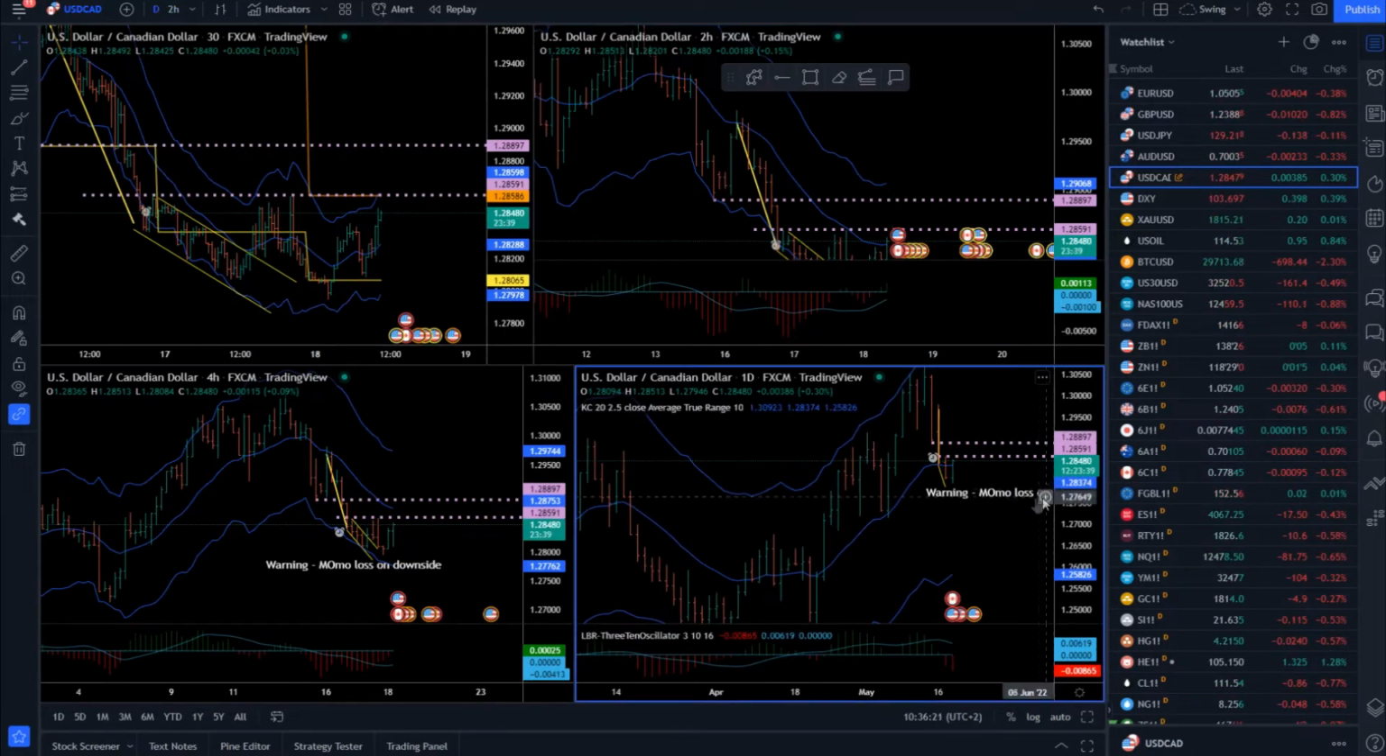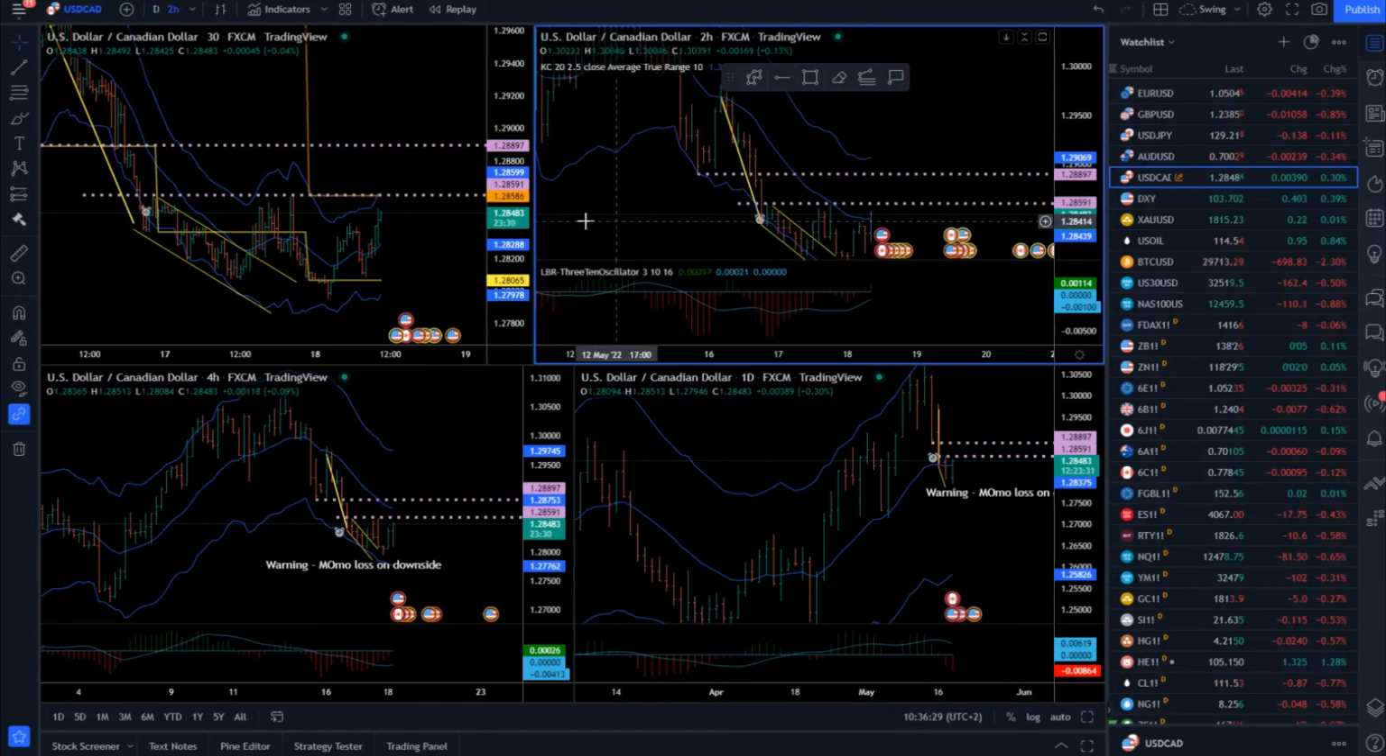If we check the daily time frame, the market is reclaiming the 20-day moving average. It's trying to go above and it's trading above. So my expectation is that we can have a potential for a good upside trending day.